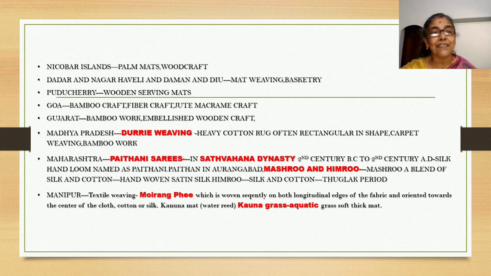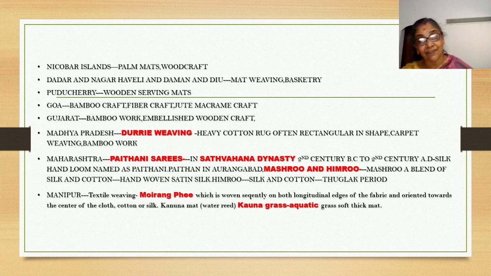Then comes Madhya Pradesh, dari weaving. Dari is a heavy cotton rug, often rectangular in shape. It is associated with the season, and bamboo work is also there. So rectangular is the shape I told you. How the weaving takes place, then we are illustrating the color of the dari, how it is made. All these come under languages. Through languages, you can explain it. You can illustrate it. Then Maharashtra, Paithani sarees.